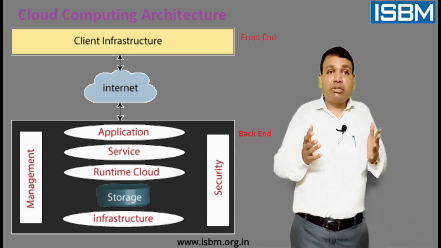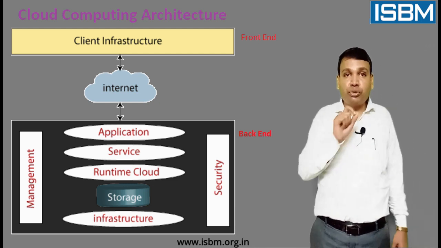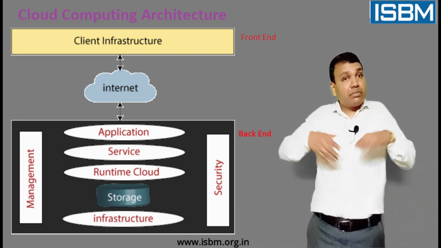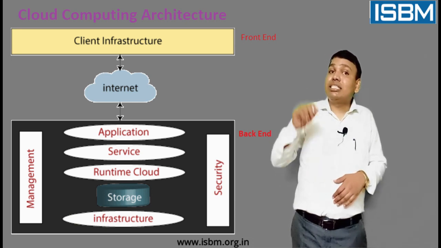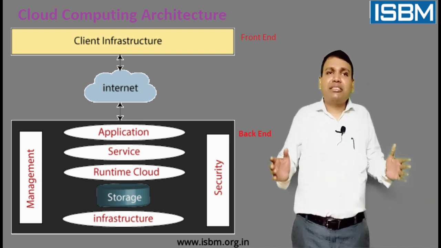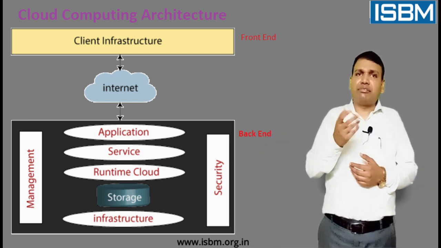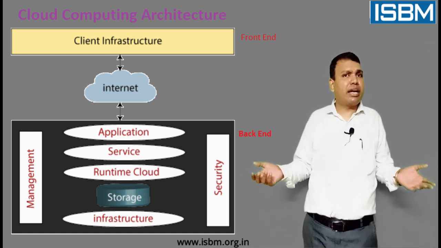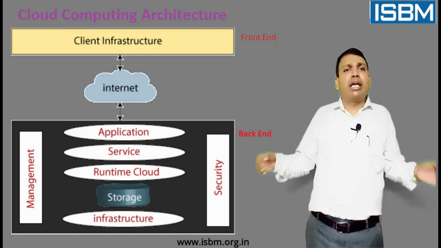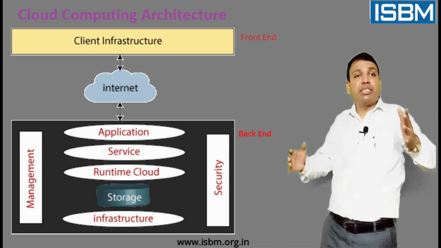Cloud infrastructure includes hardware and software components like server, storage, network device, virtualization software and other storage resources that are needed to support the cloud computing model. Management is used to manage components like application, services, runtime cloud, storage, cloud storage, infrastructure and other security issues in the backend, and to establish coordination between them.